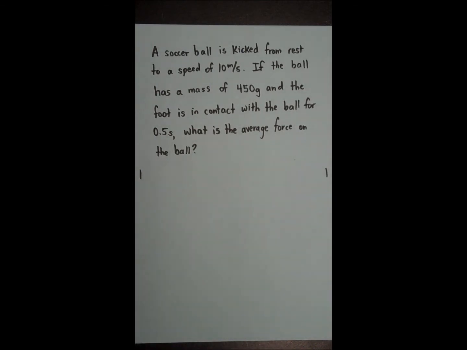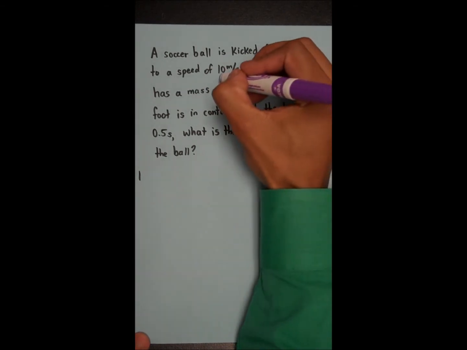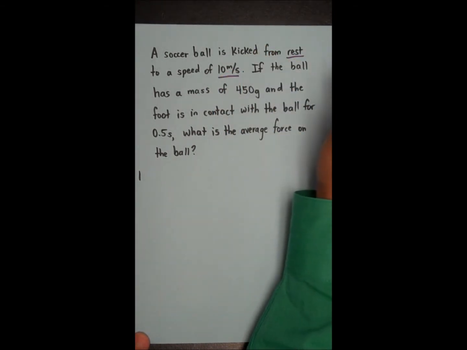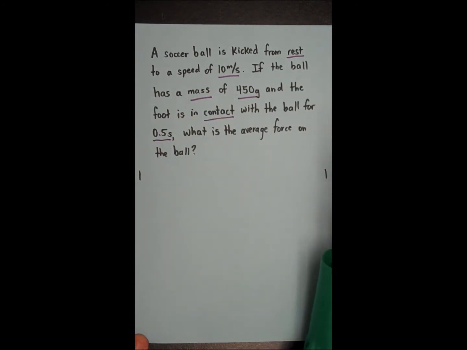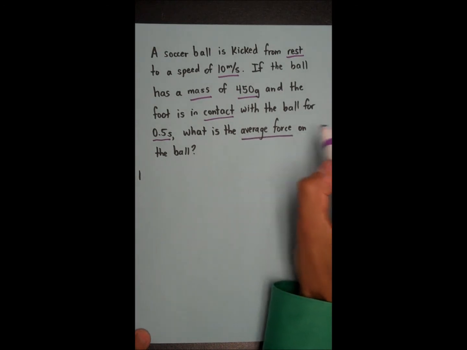A soccer ball is kicked from rest to a speed of 10 meters per second. If the ball has a mass of 450 grams and the foot is in contact with the ball for 0.5 seconds, what is the average force on the ball? Well, we know the ball is going to start at rest and move to 10 meters per second. It has a mass of 450 grams and a contact time of 0.5 seconds. And we're trying to calculate the average force.